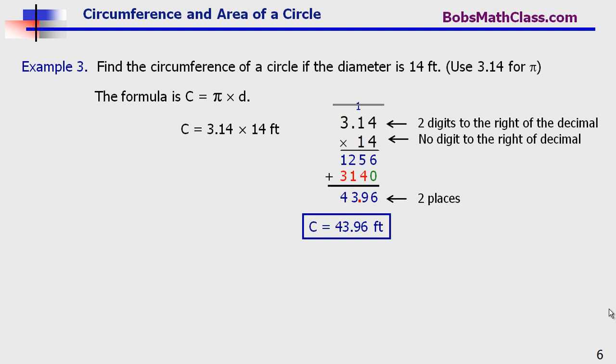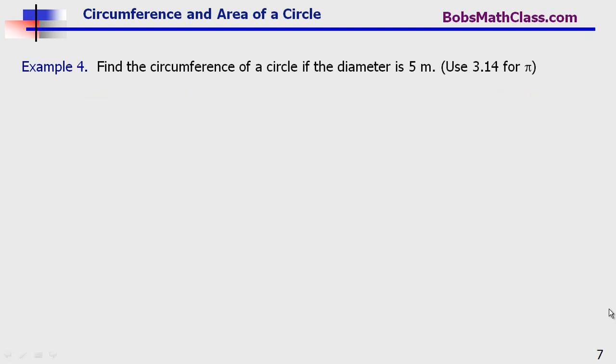Okay, let's go to the next problem. Find the circumference if the diameter is 5 meters. M is for meters. MI would be for miles. Almost every other country uses the metric system except for the United States. So you go to Mexico, Canada, Europe, wherever you go, it's going to be metric. That means kilometers, liters. They're not going to use gallons. So it's going to be metric.